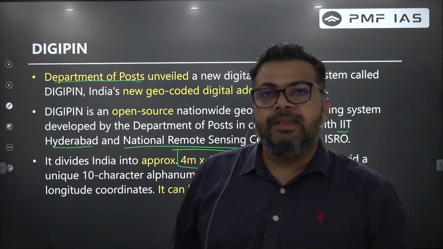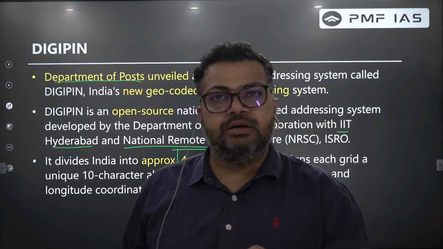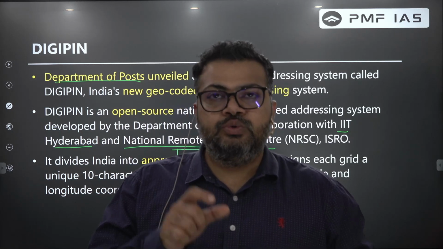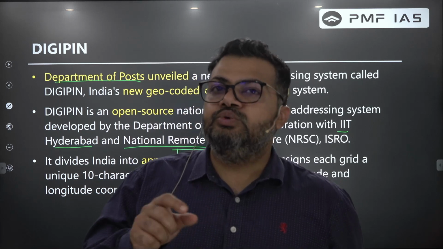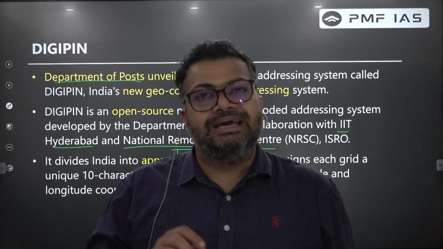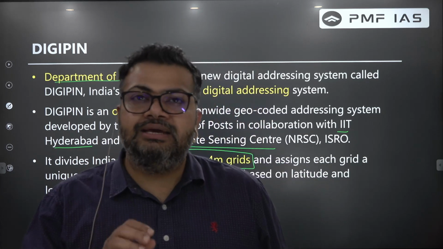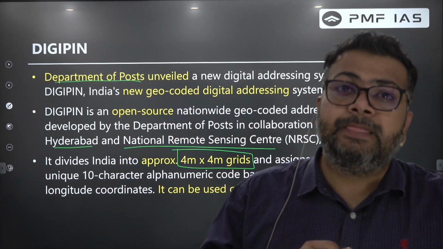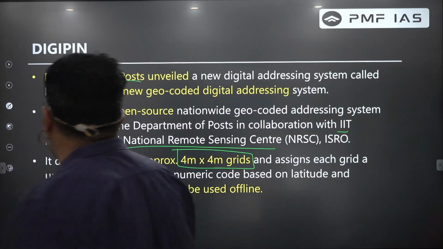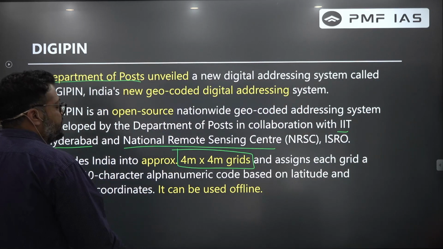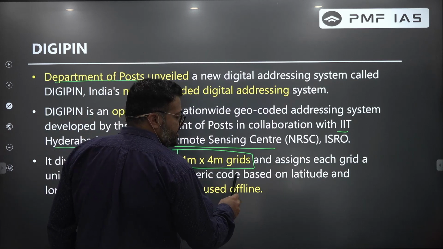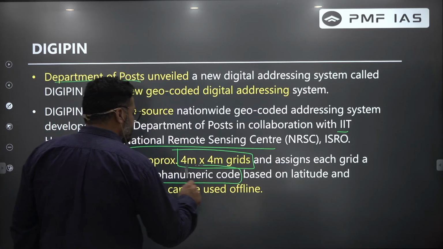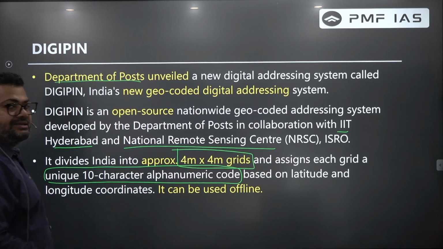So suppose if my house falls in a certain grid, they will simply use that grid's location as your DigiPin. In this way, any kind of delivery, any kind of person reaching your house would be able to reach with an accuracy of 4 by 4 meters, which is extremely high. I hope all of you understand. So it divides India into approximately 4 meter by 4 meter grids and assigns each grid a unique 10 character alphanumeric code, which is called DigiPin.